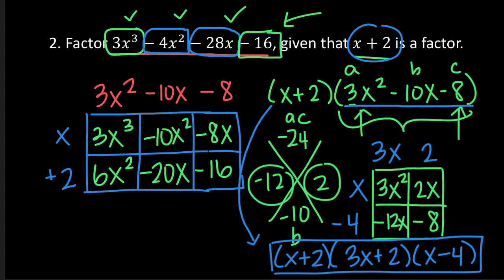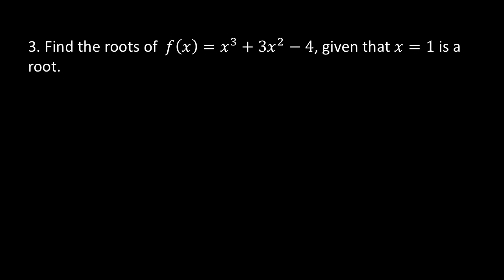We're going to look at one more example. This time we're finding the roots. It doesn't say factor, it says find the roots, but we're going to use the same method. We have to factor first so that we can find the roots. Given that x equals 1 is a root, I need to work backwards.